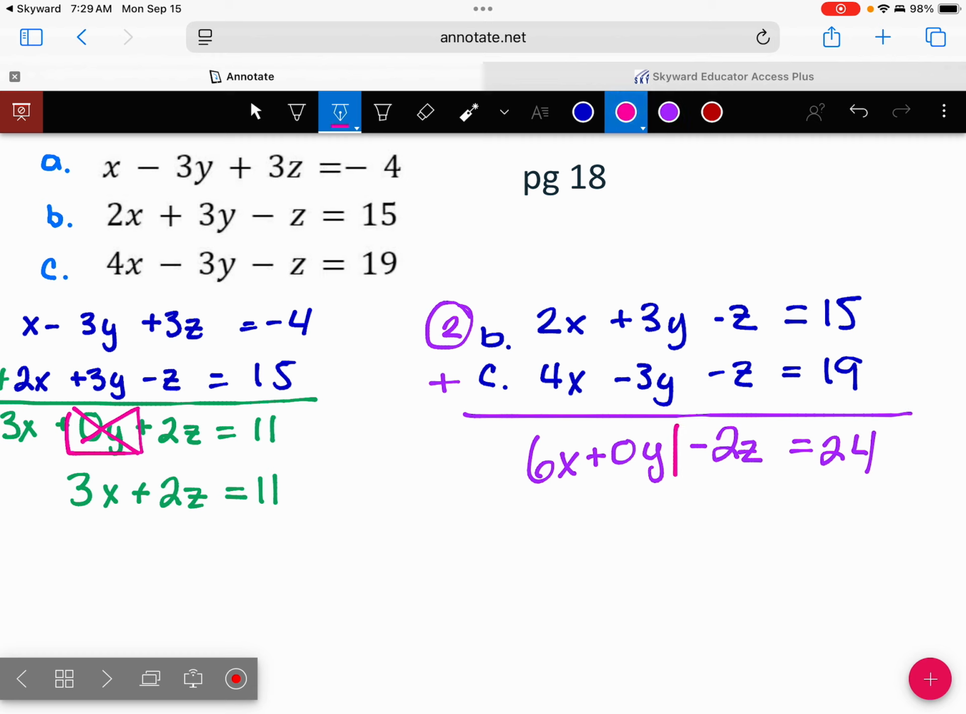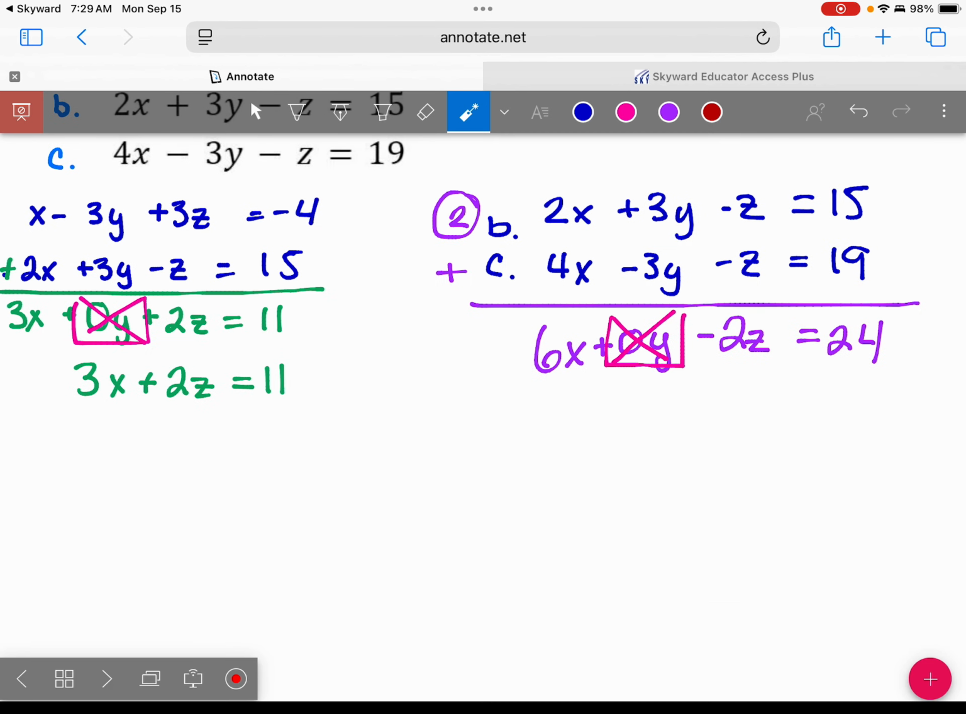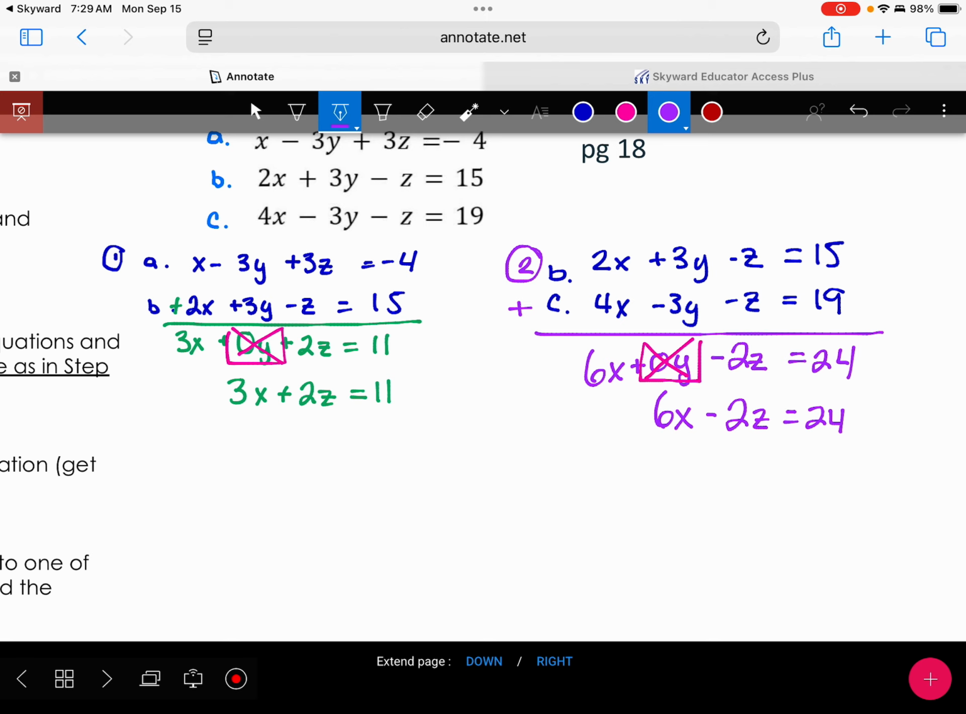So the whole point of this is that I canceled out that same variable. I have to cancel out the same variable in steps 1 and 2. Has to be, has to be. So this one, once we get rid of those y's, we get that 6x minus 2z equals 24. Questions on those 2 steps? As it's written. Yes, dear.